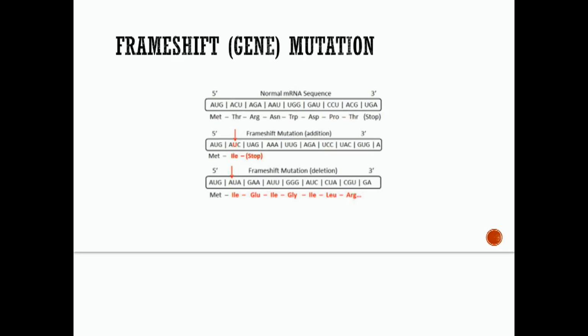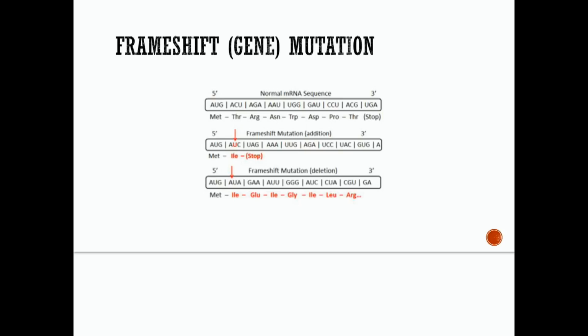A frameshift mutation is a gene mutation caused by either the insertion, so you're adding, or the deletion, so you're deleting, one or more base pairs so that the reading frame of a codon sequence is shifted. Since a codon is a sequence of 3 nucleotides that code for a specific amino acid, any insertion or deletion of nucleotide base pairs that are not in multiples of 3 will cause a frameshift mutation.